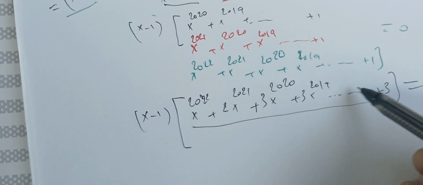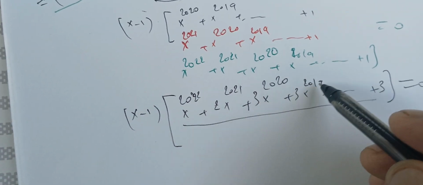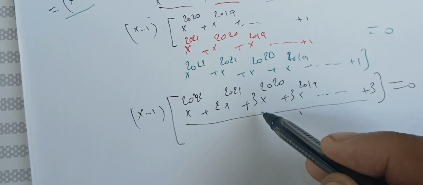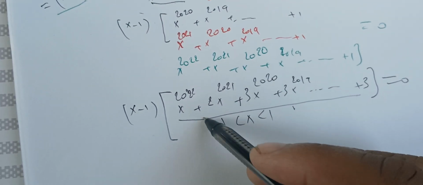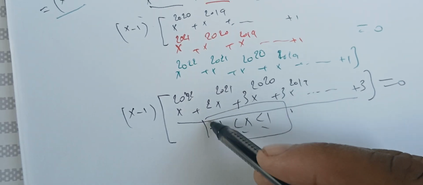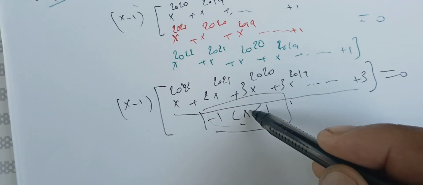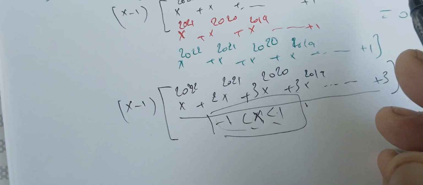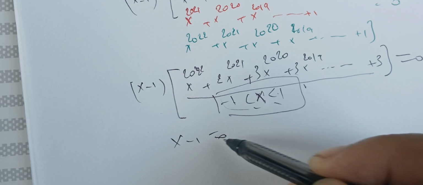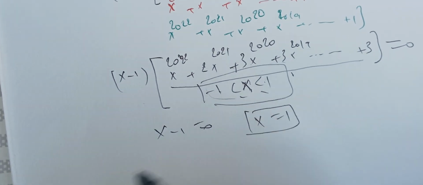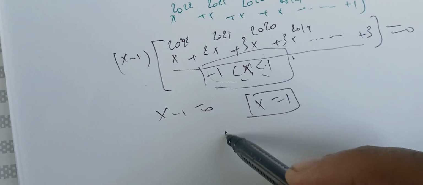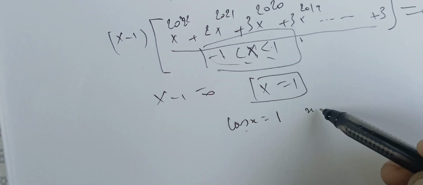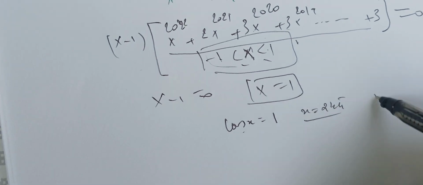This is a polynomial. To prove that it is never 0, we have X between -1 and 1. It's very easy. Therefore, the only case we have is that X minus 1 is 0, and therefore X is 1. This means that cosine x is 1, and this happens when x is 2k pi, with k an integer.